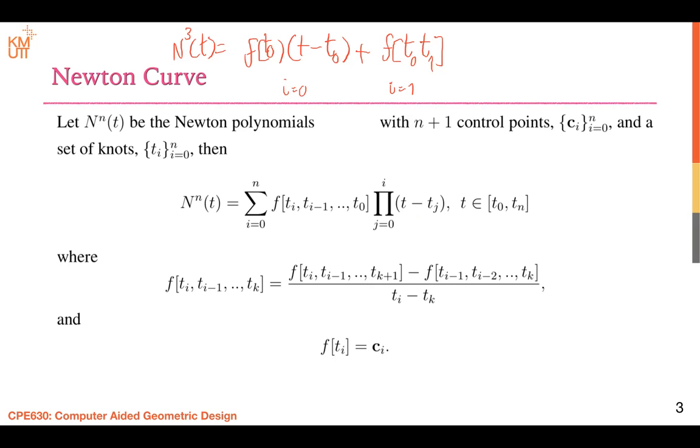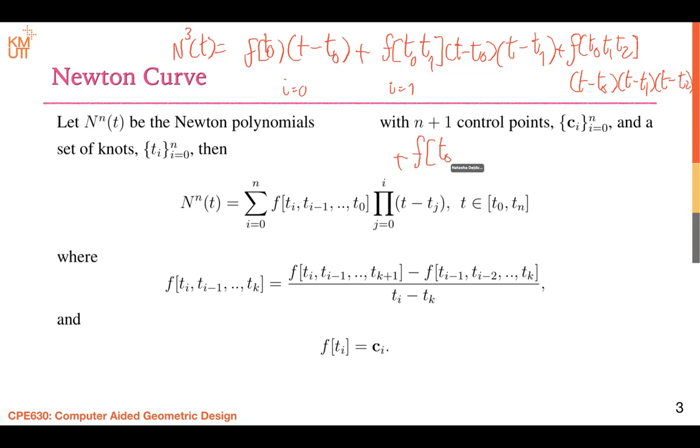It will be a of 1 and a of 0. Okay, f[t0, t1], multiplied by t minus t0, multiplied by t minus t1. Am I right? And then plus f[t0, t1, t2] multiplied by t minus t0, t minus t1 and t minus t2. Okay, this is the third term. And the last term will be plus f[t0, t1, t2, t3], right? Multiplied by t minus t0, t minus t1, t minus t2, and multiplied by t minus t3.